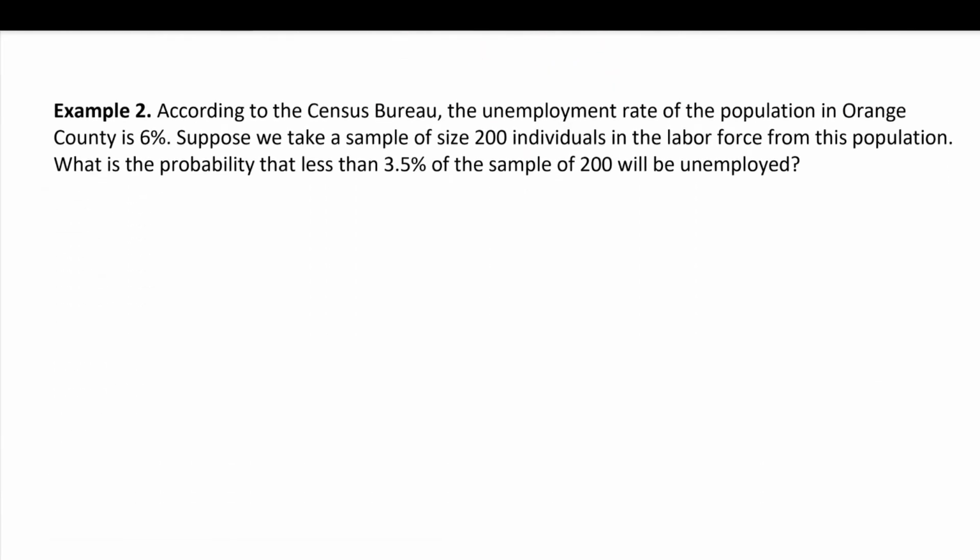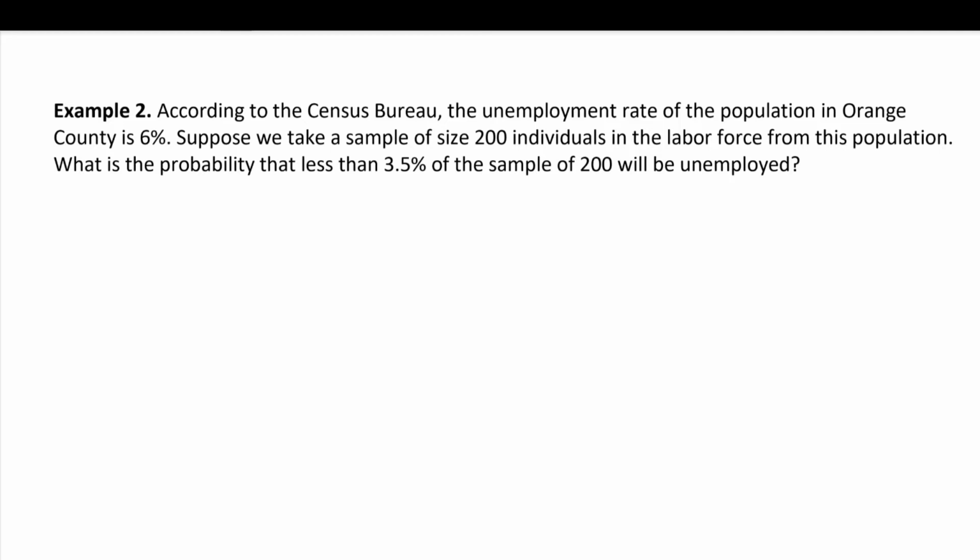Now let's go ahead and do an example here. I do want to start off by mentioning that all these questions are actually binomial questions if you look at them closely, which means that you can calculate them using the binomial CDF. But in this section, we are just going to use the normal approximation, if the conditions are met, of course. According to the Census Bureau, the unemployment rate of the population in Orange County is 6%. Suppose we take a sample of size 200 individuals in the labor force from the population. What is the probability that less than 3.5% of the sample of 200 will be unemployed?